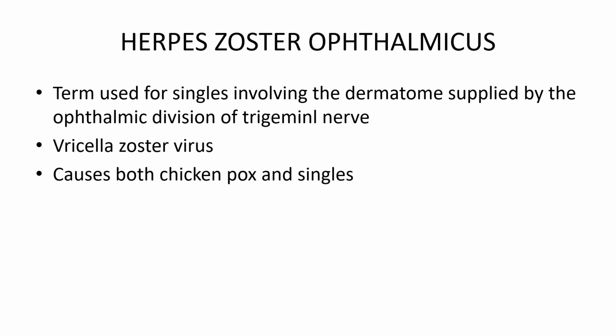After an episode of chickenpox, this virus travels in a retrograde manner to the dorsal root and cranial nerve sensory ganglia, where it remains dormant for decades. It reactivates when the subject's immunity decreases or at old age.